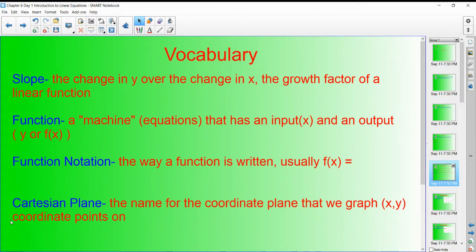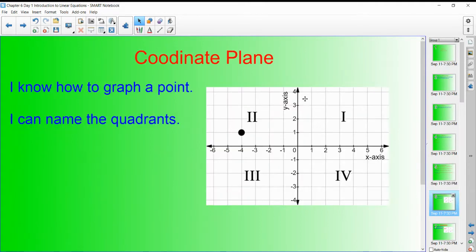So let's start off with something that we're all pretty comfortable with, the xy coordinate plane. This is called the Cartesian plane. We have the x-axis and the y-axis. Now, it's really important to know that this top right is quadrant 1, then quadrant 2, quadrant 3, quadrant 4. So we start in the top right, we go counterclockwise and label the quadrants.